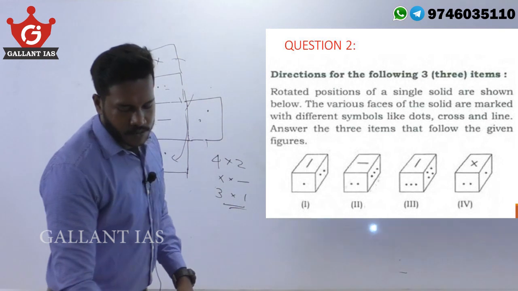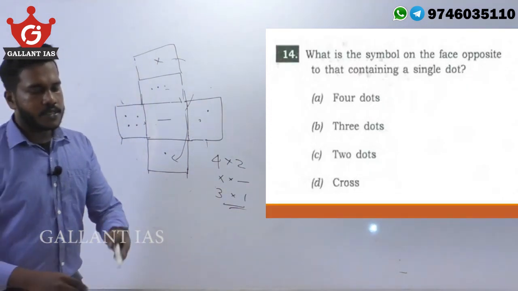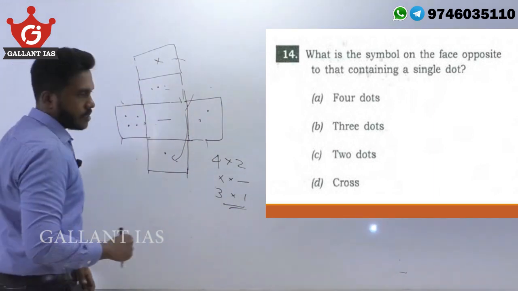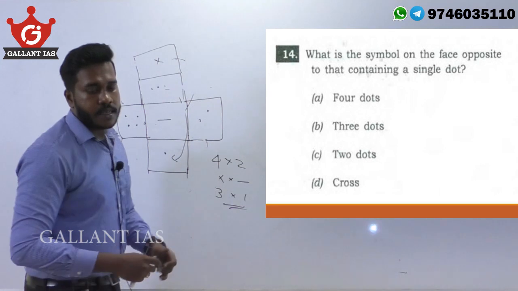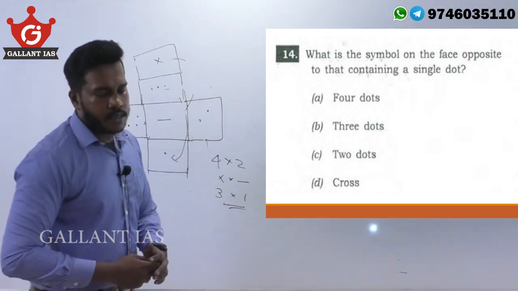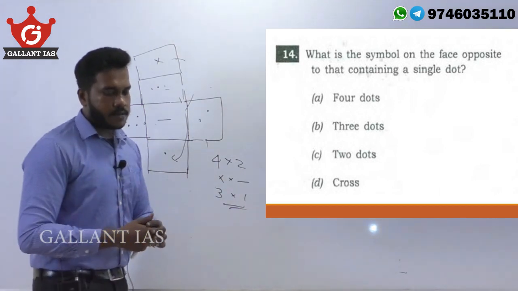Now check our first question. What is the symbol of the face opposite to that containing a single dot? So, what is the symbol opposite to the face containing a single dot? Check our options. A, 4 dots. B, 3 dots. C, 2 dots. D, cross.